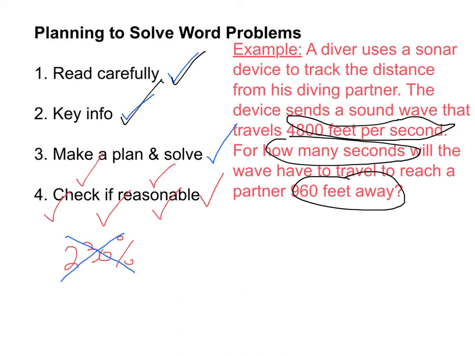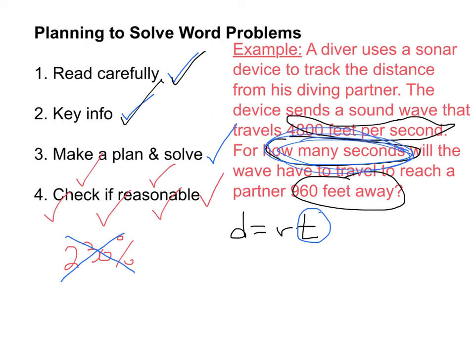We're now ready to make a plan to solve the problem. This is going to require a formula, and hopefully you recognize that distance equals rate times time will be the appropriate formula here. In this case, we're given certain parts of this formula, and we're going to find the unknown part. Since the problem asks for how many seconds, that t is going to be the unknown. We don't know how many seconds, and we're going to find that by substituting the other values.